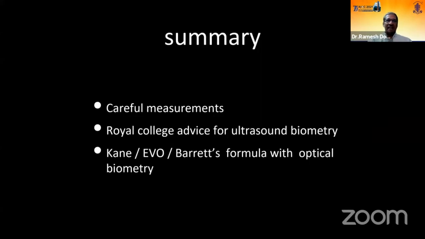So in summary, careful measurements on a virgin eye are very important. Use the Royal College advisory for ultrasound biometry. Consider Kane, EVO, and the Barrett's formula when you're using optical biometry. My dear friends, in summary, this is an evolving field. There is no end, and in the near future, we can look forward to more astonishing revelations and discoveries.